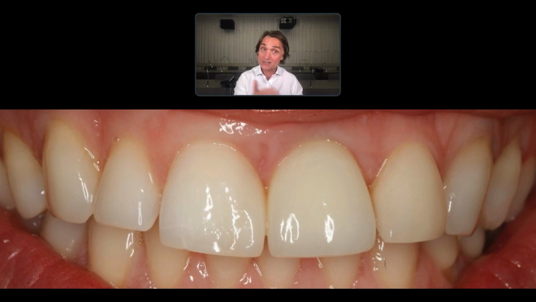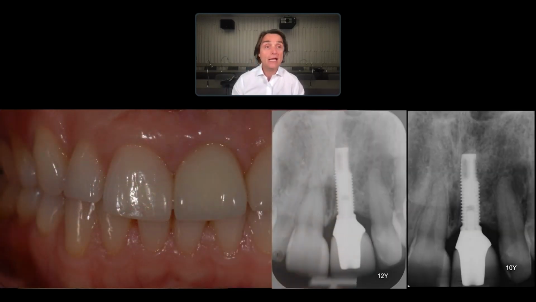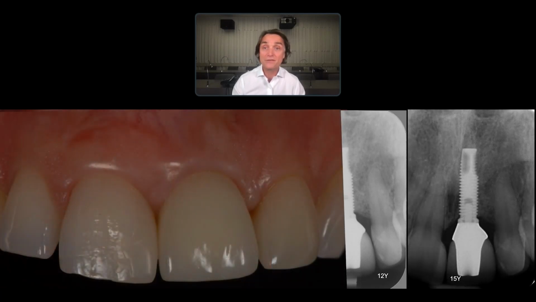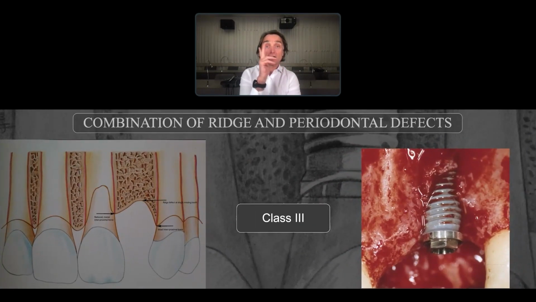And this is at 8 years. Papilla is obviously better at 8 years, to 10 years. And then at 15 years of follow-up. So here's an original, kind of traditional way, which we're much better than this today, but it still worked pretty well. The class 3 patient is the one which is very interesting.